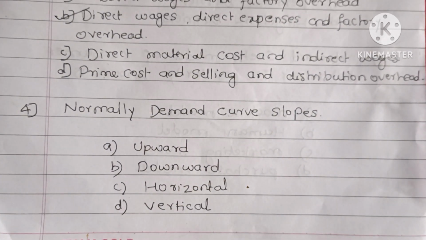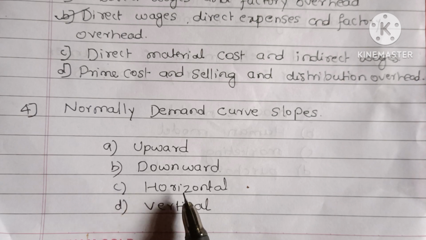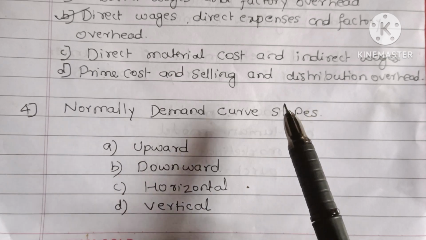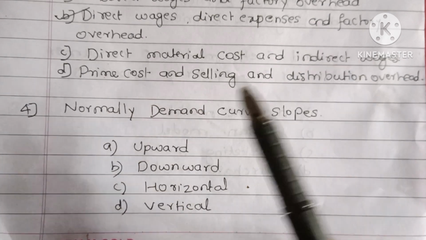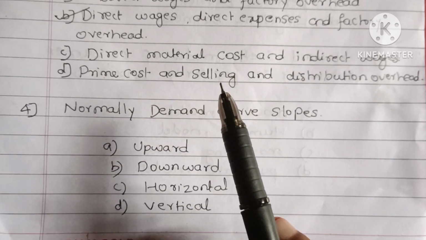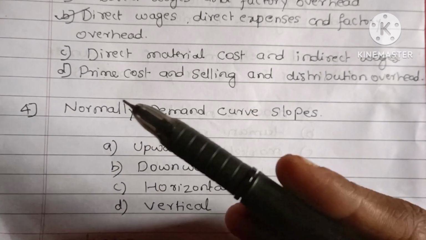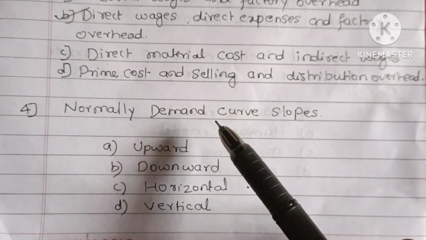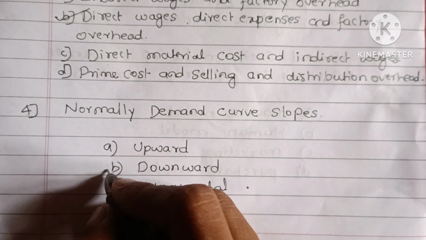Next, come to fourth question. Normally, demand curve slopes upward, downward, horizontal, vertical. Normally, demand curve slopes downward, as it indicates the inverse relationship between price and the quantity of demand. That demand curve projects that when the price rises, the quantity of demand falls. When the price falls, demand rises. So, normally the demand curve slopes downward. Option B is the right answer.